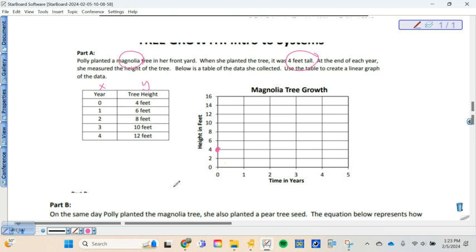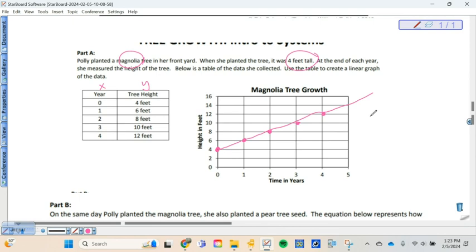So year 0, the tree was 4 feet tall. There's that point right there. After 1 year, how tall is the tree? 6 feet. After 2 years, how tall is it? 8 feet. After 3 years? 10 feet. And after 4 years? 12 feet. There we go. We've got a line. Can we write the equation for that line?